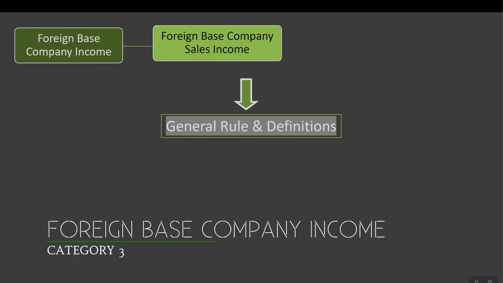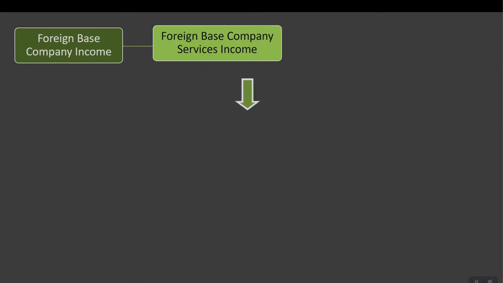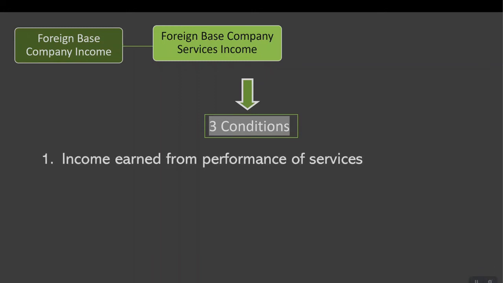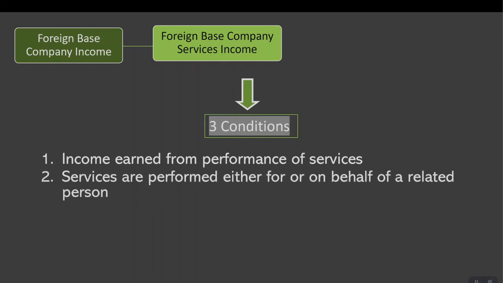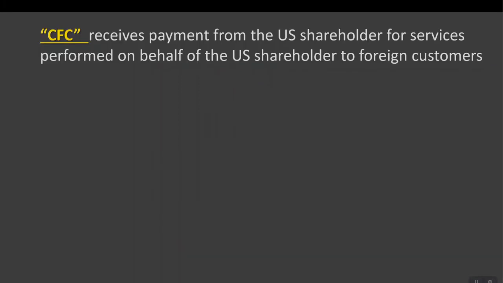The third type of foreign-based company income is known as foreign-based company services income. It generally applies to the performance of technical, managerial, engineering, architectural, scientific, skilled, industrial, commercial, or like services that are performed for or on behalf of any related person and are performed outside the country under the laws of which the controlled foreign corporation, or CFC, is created or organized. The revenue, in this case, can be in the form of compensation, commission, fees, or otherwise derived in connection with the services performed. Let's walk through an example to better illustrate how this differs from our prior scenarios.